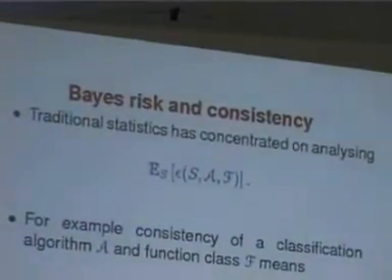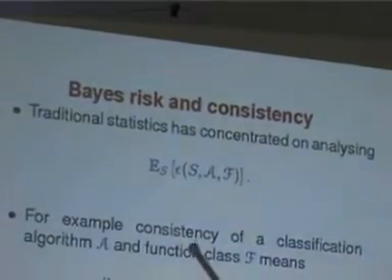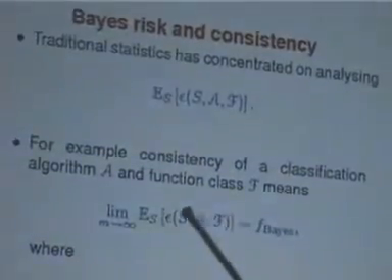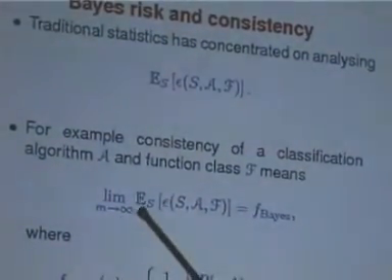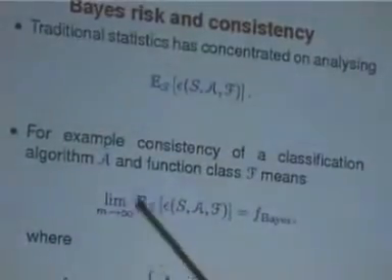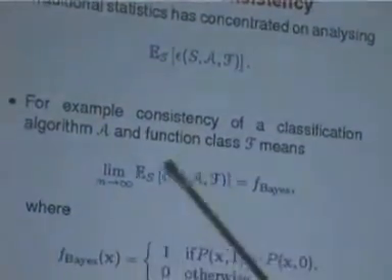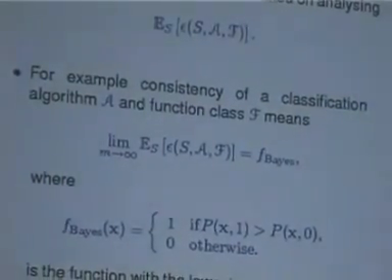And a typical sort of consideration is the consistency of an algorithm. The consistency of a classification algorithm A is defined to be the property that the limit as m tends to infinity of this, so the sample size is tending to infinity, the expected value of this distribution of errors tends to what's known as the Bayes optimal function.